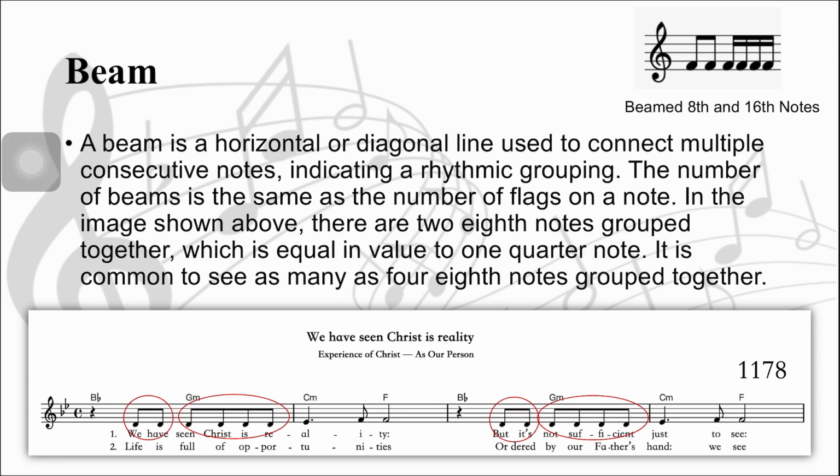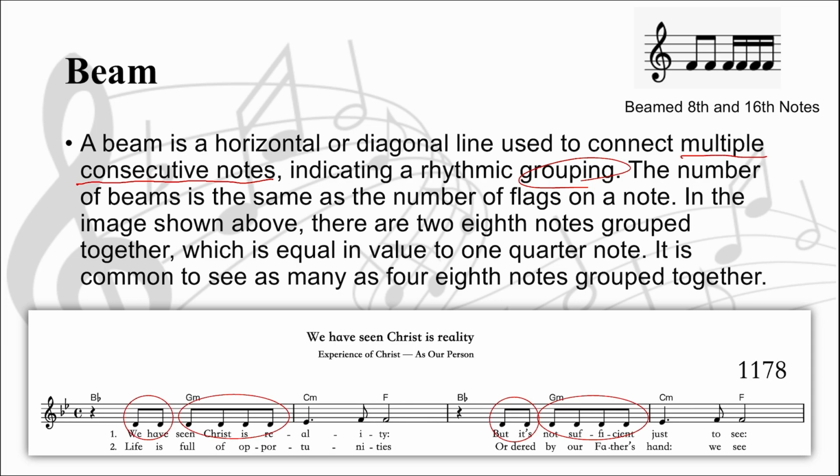Okay, now we're going to the next part, the beam. A beam is a horizontal or diagonal line. Like here, if you can see in the background, we have one. They can be diagonal, or here the example is a horizontal one. It is used to connect multiple consecutive notes. So it's just a grouping.